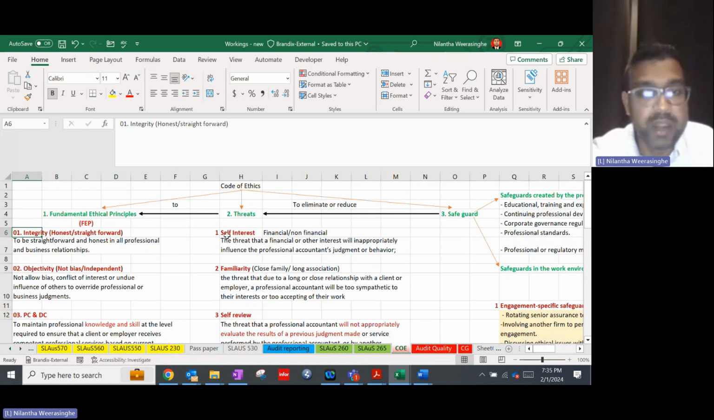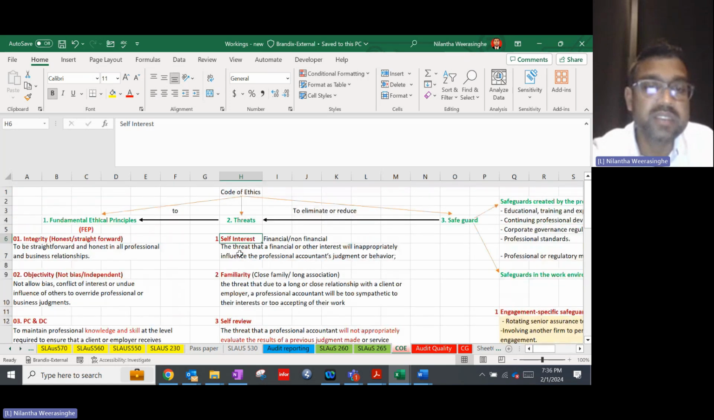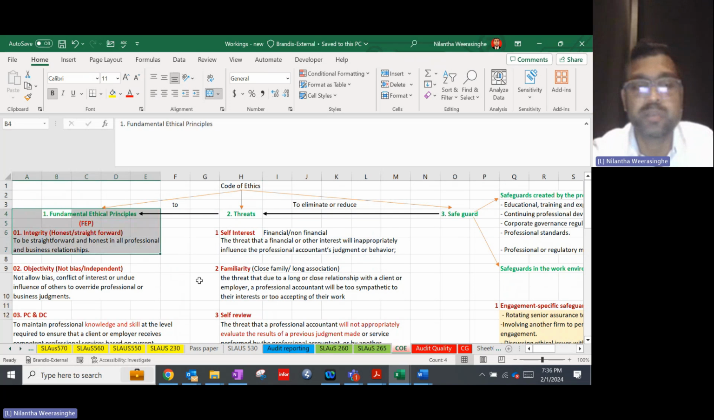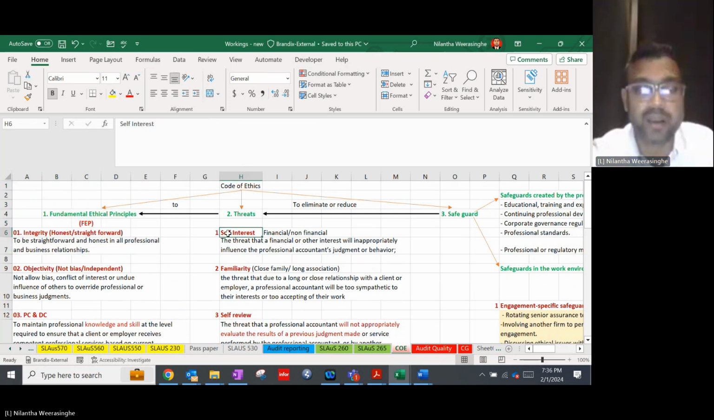But at the same point, they have identified that even though we ask students and members to maintain these ethical principles, because of these reasons, there can be non-compliance with these fundamental ethical principles. Because of these reasons, we identify them as what? Threats. These are the threats to these fundamental ethical principles. Number 1 threat is what? Self-interest threat. Self-interest threat means it can be a financial interest or a non-financial interest. What do you mean by that?